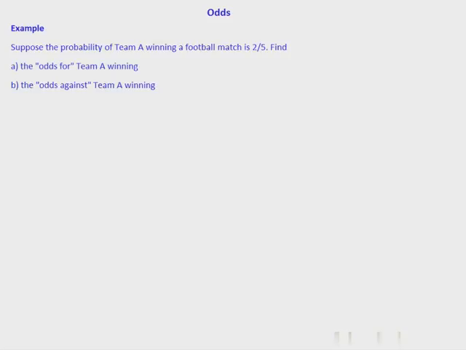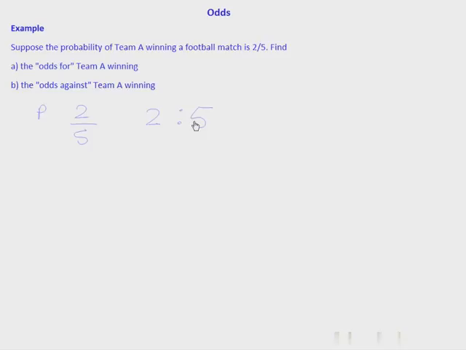Let's look at the theory of odds, which is just another way of expressing probability. So we often hear, okay, the odds for India winning a test are 3:5, or the odds against something happening are 2:6. What do these terms actually mean? Let's link them to probability as we know it. So suppose the probability of team A winning a football match is 2/5. Find the odds for team A winning. So I'll write the probability 2/5 as a ratio, 2:5. The probability of team A winning is in the ratio 2:5.